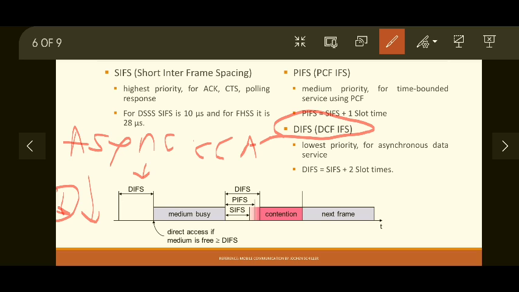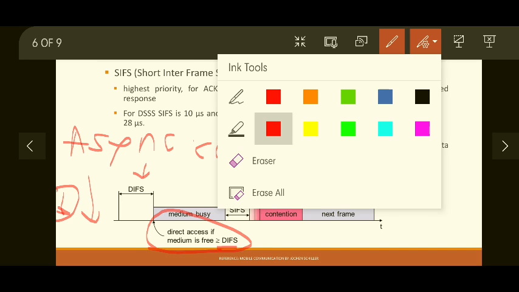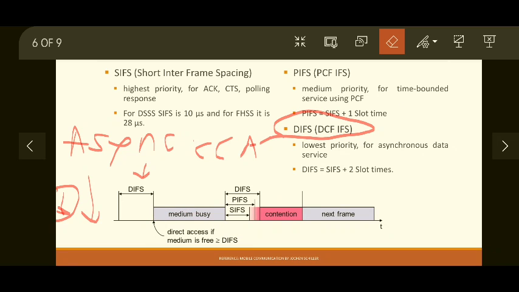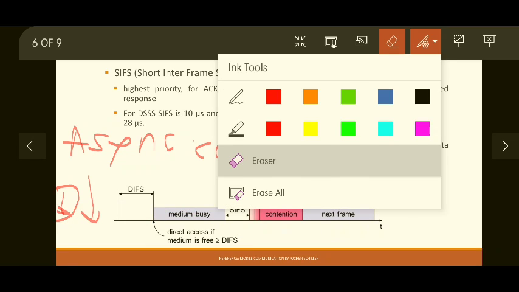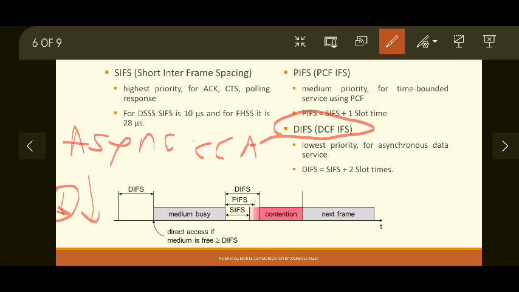If the medium is busy, it will further wait. If the medium is free, it gets direct access to the medium after DIFS amount of time. So after waiting for DIFS amount of time, if the medium is free, you can directly access the medium. Okay, so that is the meaning. Now once it starts accessing the medium, it can send a data packet. So the medium becomes busy now because the node is transmitting packets.